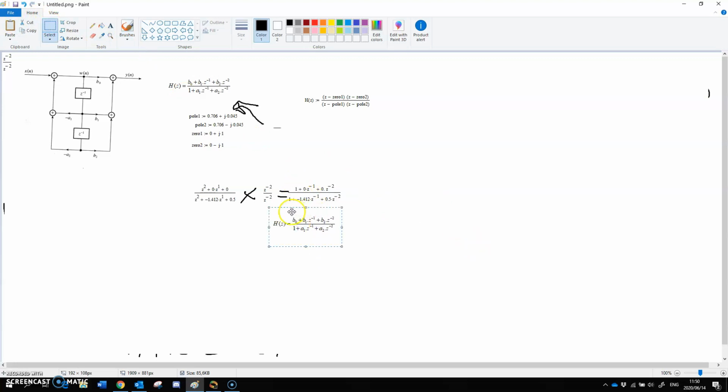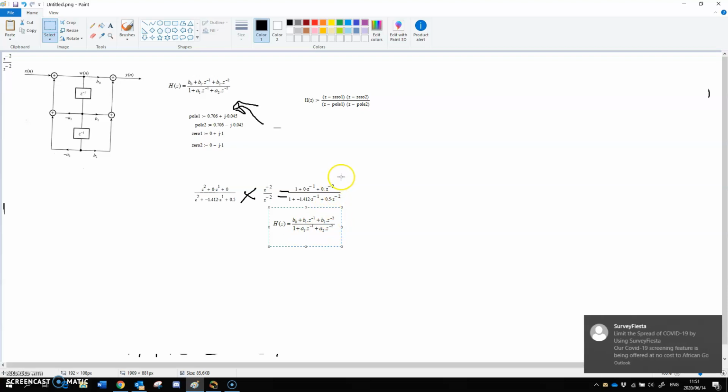And now you can see B0 is 1, B1 is 0, B2 is 0. Can you see it's the value just before that? So this is how we calculate the coefficients. 1, can you see minus 1.42 is A1 and 0.5 would be A2. So if you had more values, you would have had more values in it.